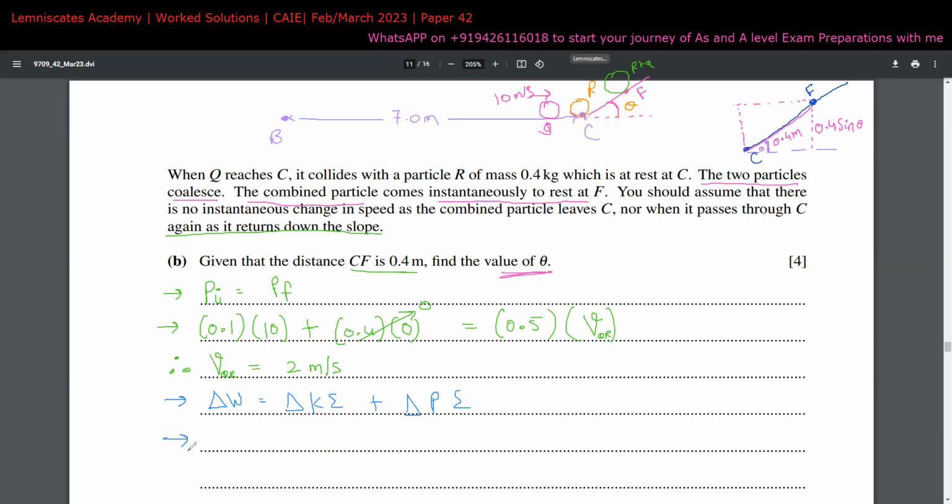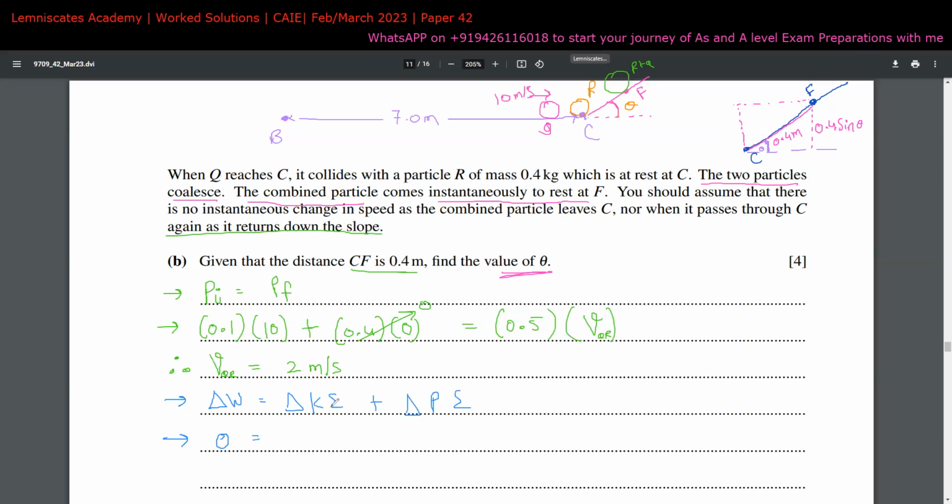Again, there is no force because of which it's moving upwards. It's only because of the inertia that it's going up, because it already has a speed of 2. Until that 2 becomes 0, it will move up because of that inertia. It doesn't have any driving force moving it upwards. Also, there is no friction. So overall delta W stays 0.